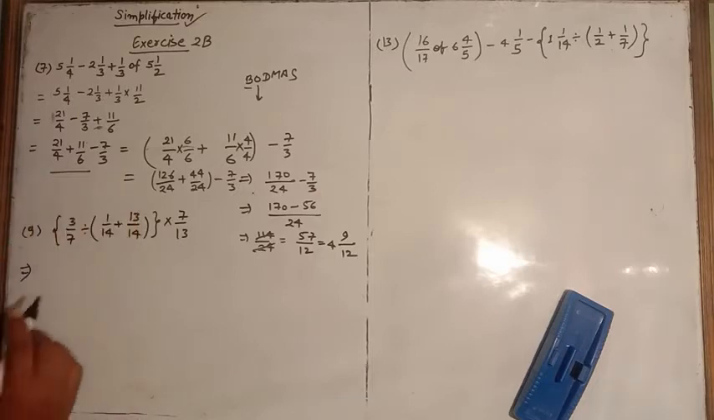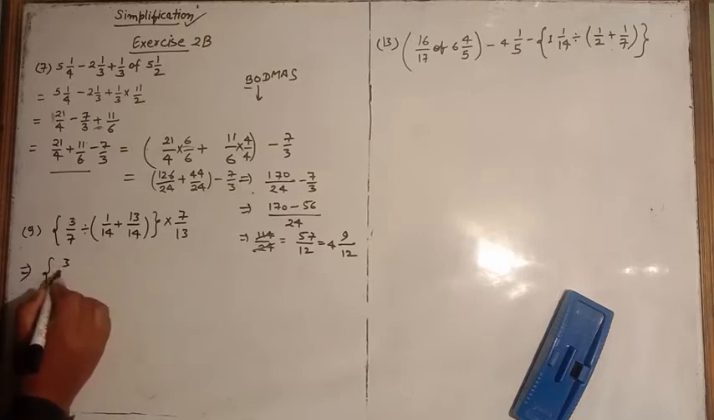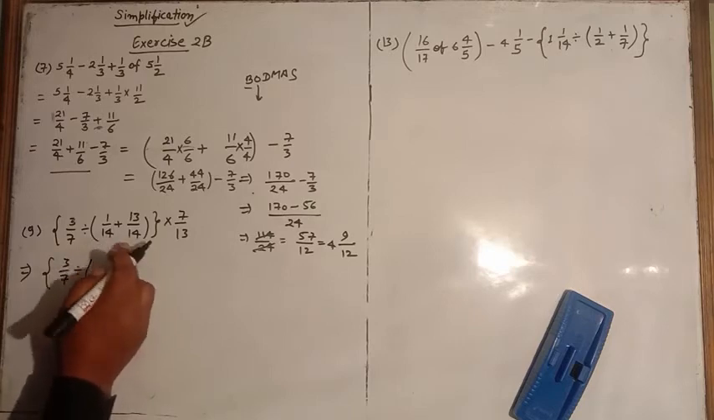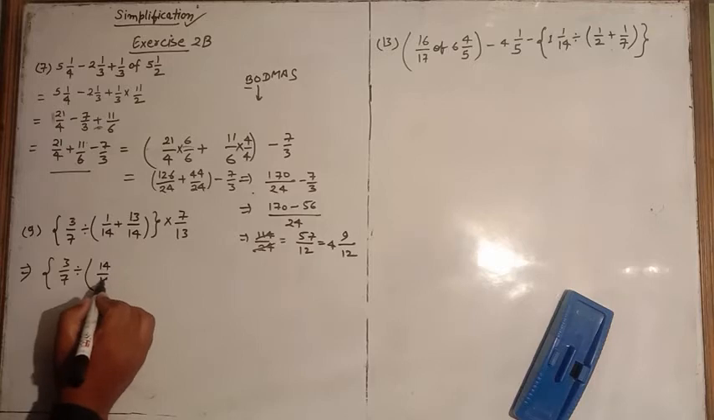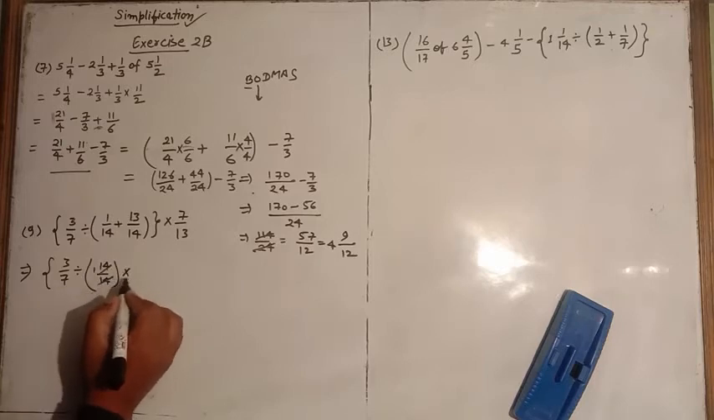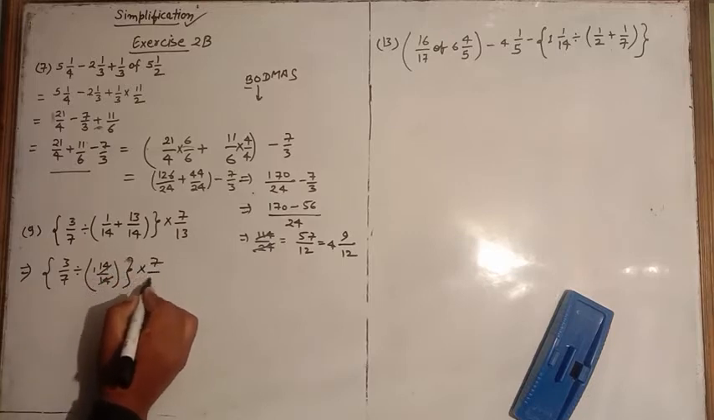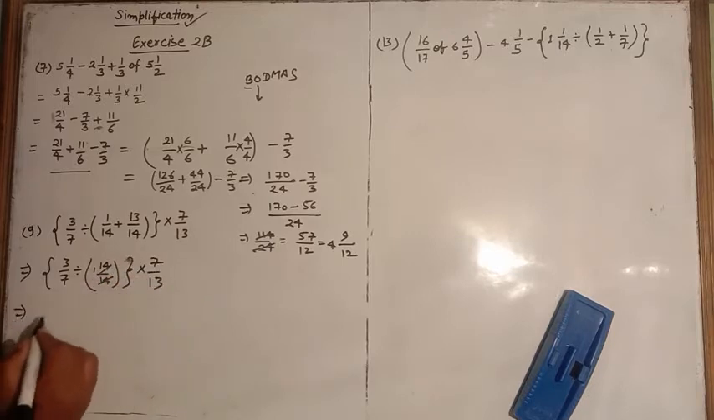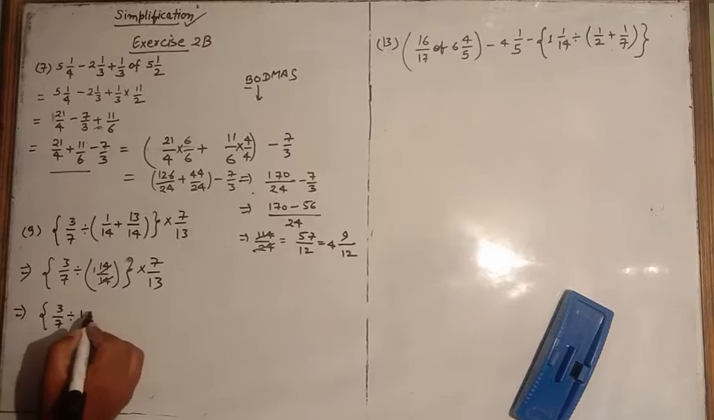Now come to question number 9. What is that? Curly bracket 3 upon 7 divided by inside bracket 14. Like fractions are there, so simply we can add 13 plus 1, it will become 14 over 14. It will be equal to 1 only, into 7 upon 30. Now it will be equal to, inside curly bracket, 3 upon 7 divided by 1.